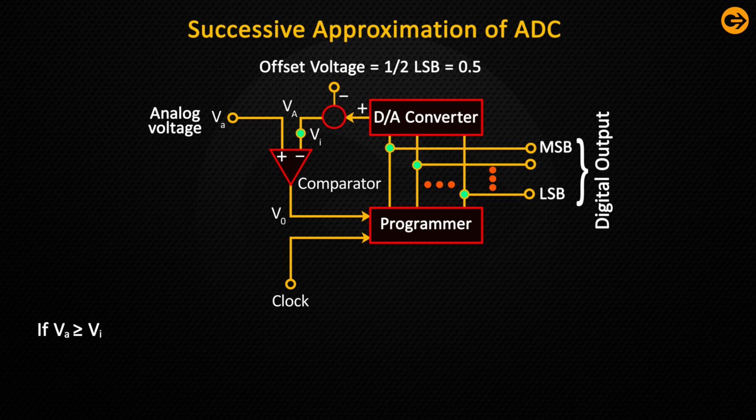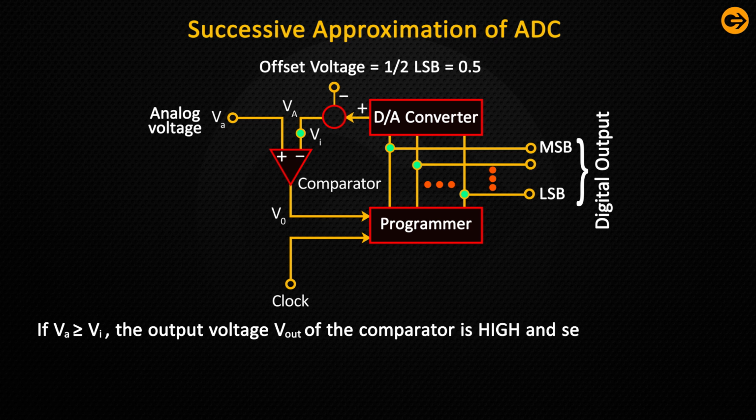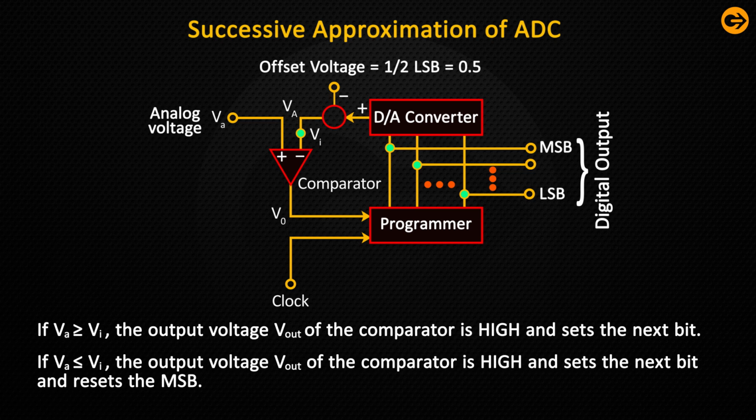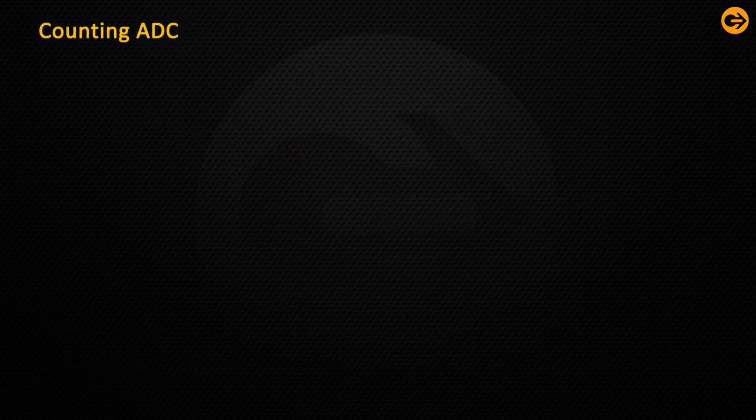Here, if VA is greater than or equal to VI, the output voltage Vout of the comparator is high and sets the next bit. If VA is less than or equal to VI, the output voltage Vout of the comparator is low, which sets the next bit and resets the MSB. For an n-bit converter, the number of clock pulses required will be n, and it is hence slower than the parallel comparator AD converter.